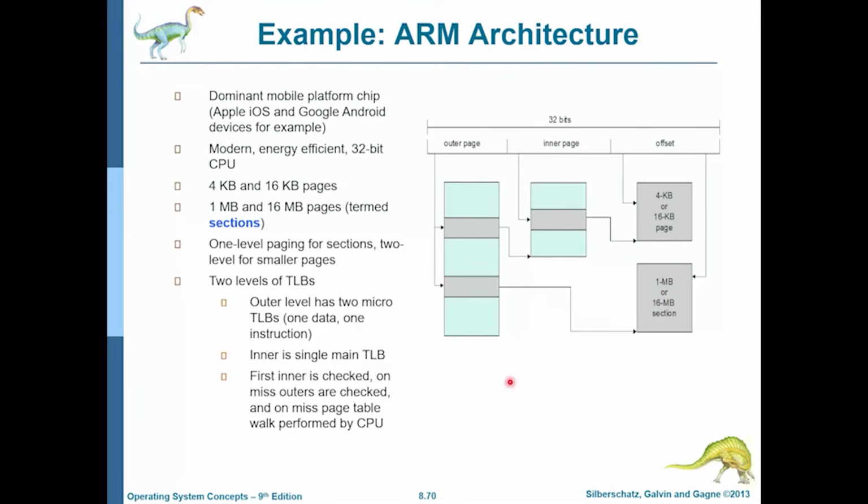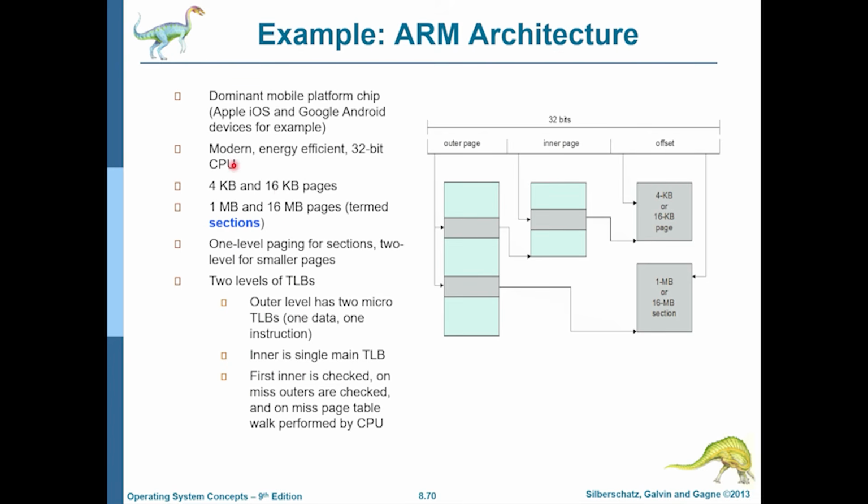And here we briefly look into the ARM architecture. So ARM is the dominant mobile platform chip. It is used by Apple iOS and Google Android and other devices. So it is very modern, it is very energy efficient, and at the time when these slides were being prepared, that is 2013, only the 32-bit variant of these chips were present. When I'm recording this video today, we have already moved on to the 64-bit versions of these chips, but we will only look at how the 32-bit version of this chip worked as far as paging is concerned.